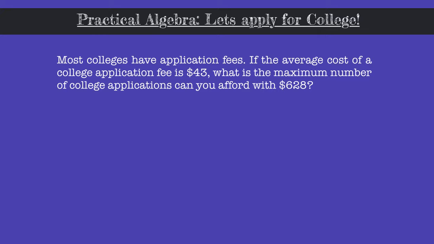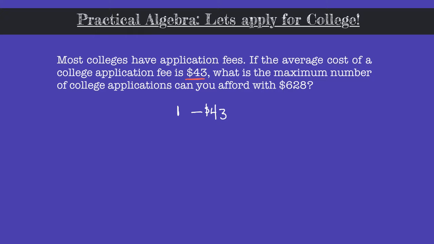So let's keep going. If the average cost of a college application fee is $43, what is the maximum number of college applications you can afford with $628? The first thing I'm going to do is pull out the information I'm being given. It says the average cost of an application fee is $43. So let's assume for every one application I apply for, I'm going to pay $43. The question says, what is the maximum number of college applications that I can afford with $628?